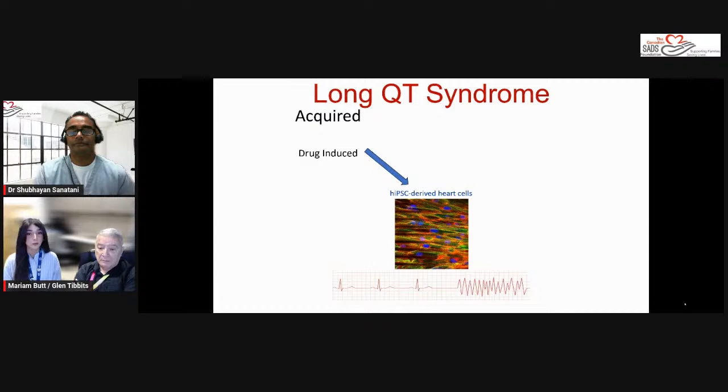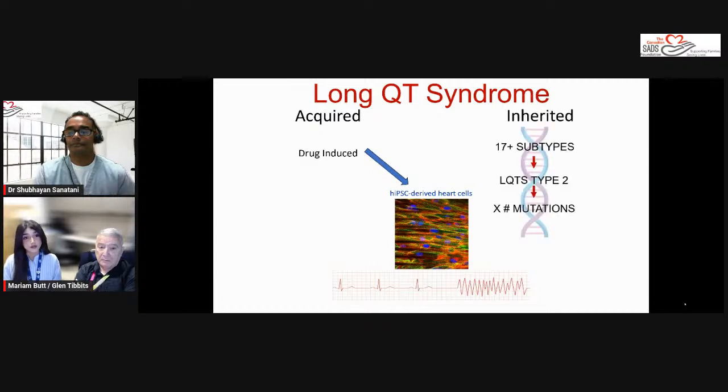On the other hand, we also have inherited long QT syndrome. So this may be a child who presents in your clinic after they're playing tag at recess and suddenly they fainted, and now they're in a doctor's office and you're trying to figure out what happened.